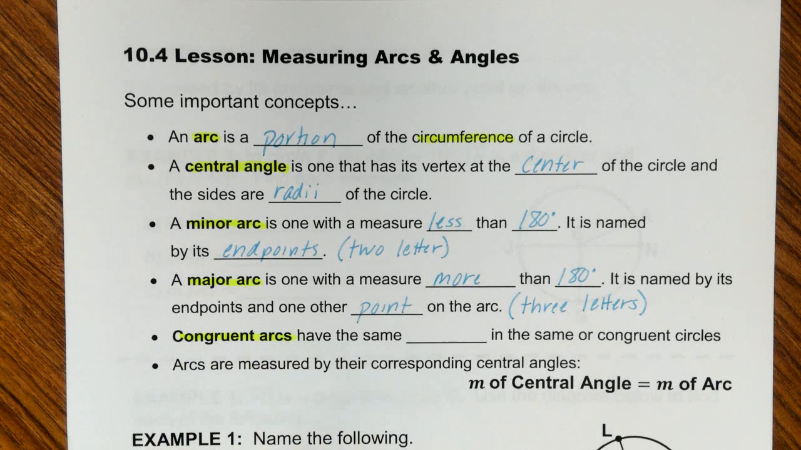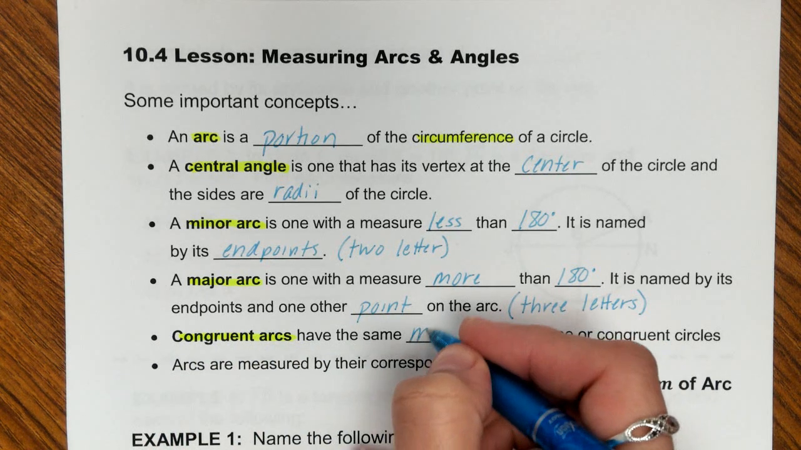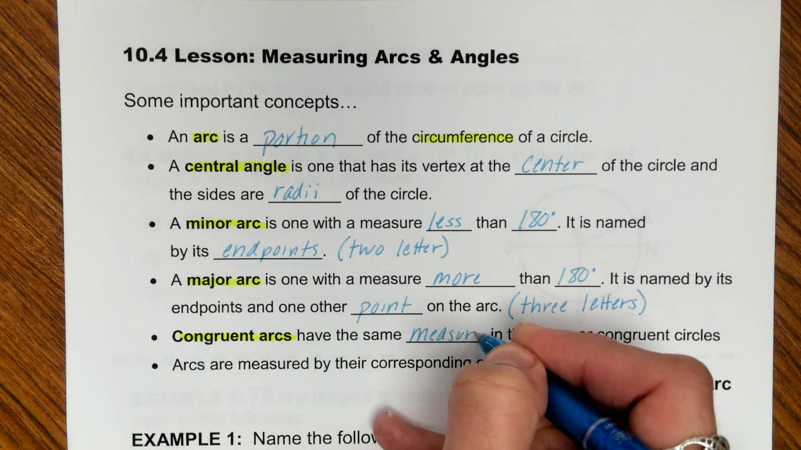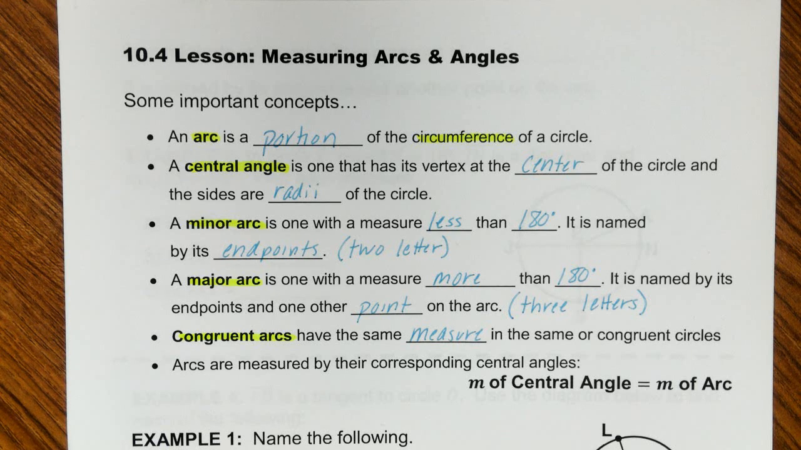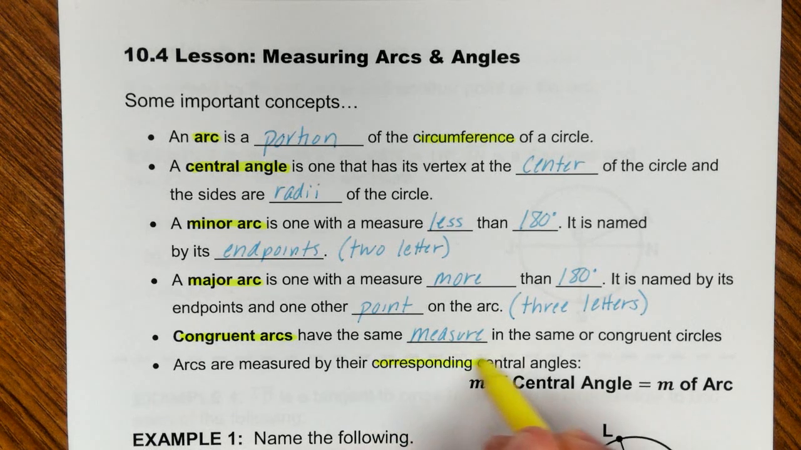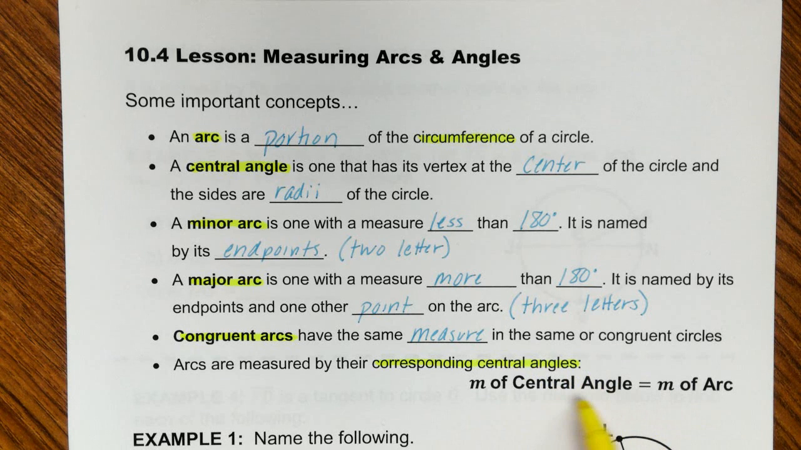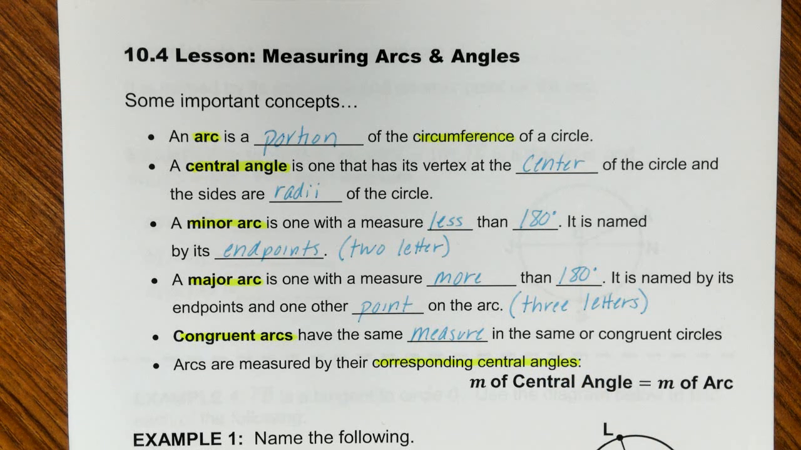Congruent arcs are going to have the same measure, just like we know that's what congruence means. It's going to have the same measure in the same or congruent circles. Arcs can be measured by their corresponding central angles. Okay, so your measure of your central angle is equal to the measure of the arc, and we're going to go ahead and discuss that here in a little bit.